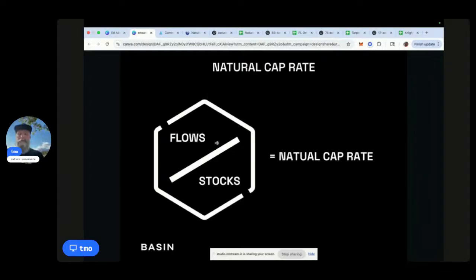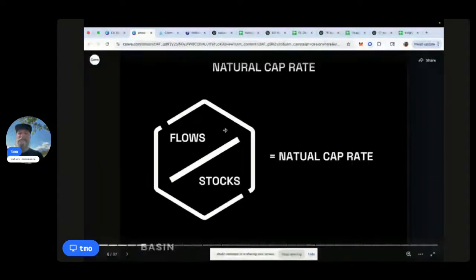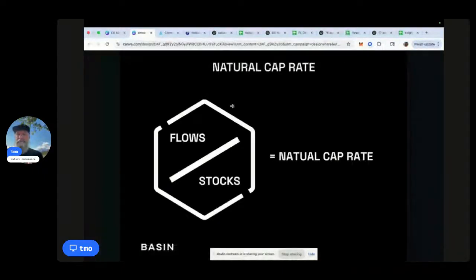And so natural cap rate takes into account ecosystem condition, takes into account ecosystem service values across 19 different ecosystem services, from climate stability to water, to air, to pollination, to legacy. And we'll get into that later. We can do a deep dive on the flows and the stocks of natural capital.